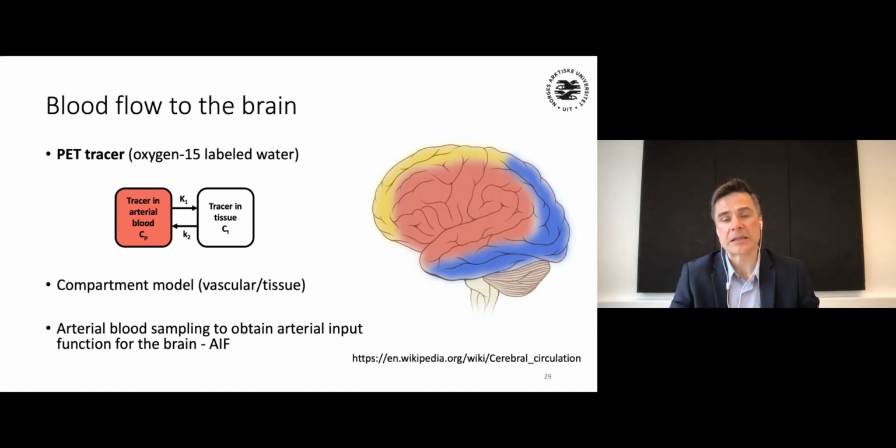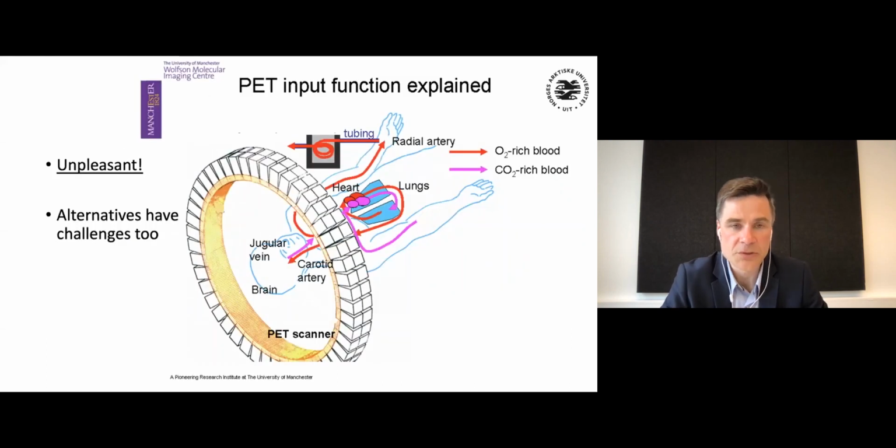However, the problem is that you need to extract blood physically from the patient at the same time as you do the PET imaging. Now, this has some problems. So first of all, it can be very unpleasant for the patient because you have to basically physically extract, as you can see, tubing. You have to extract blood from the artery of the patient. And there are lots of practical problems with this.